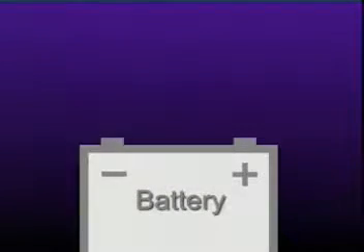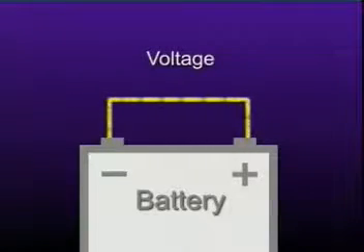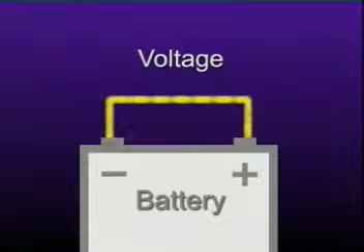Automotive circuits use a battery as a power source. A battery has a positive and a negative terminal. Negatively charged electrons are pushed away from the negative terminal and pulled toward the positive terminal. If we increase the difference between positive and negative, in other words, increase the voltage, we will increase the potential for the flow of electrons. The greater the difference between positive and negative charges, the greater the electron flow.